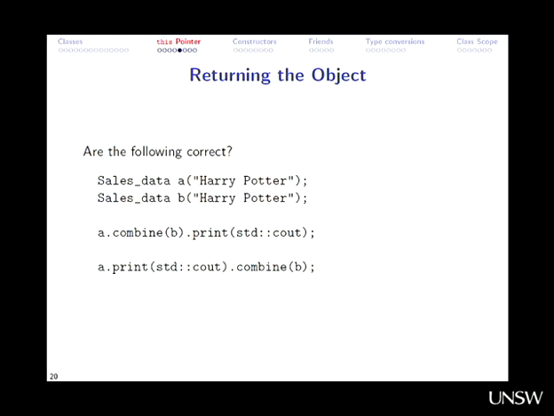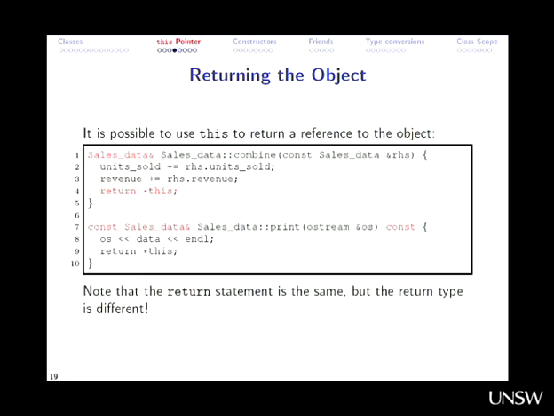What I'm going to do is flip back to the previous slide, and we're going to look at the return types. The return type for combine was a reference to the sales data object. The return type from print was a const reference to the sales data object. Okay, keep that in mind. One is const, one is not const.